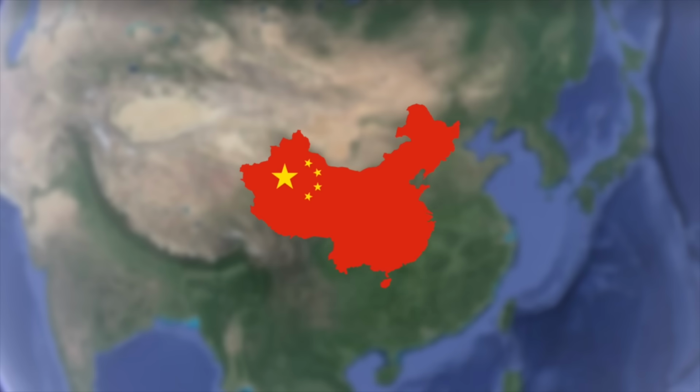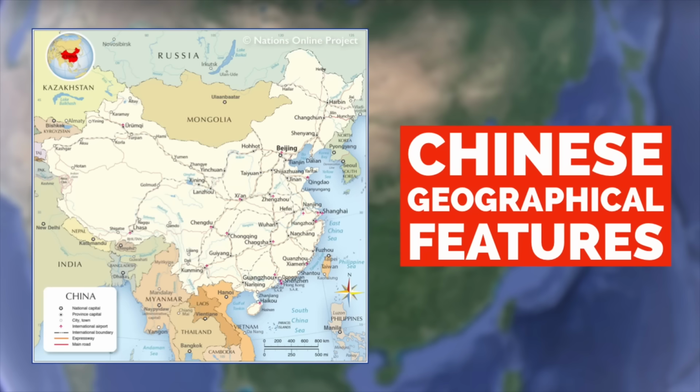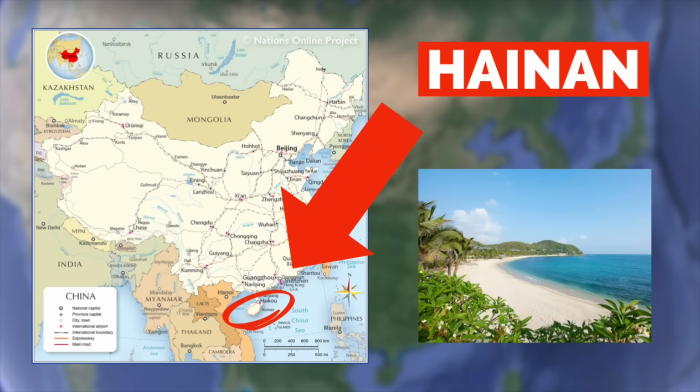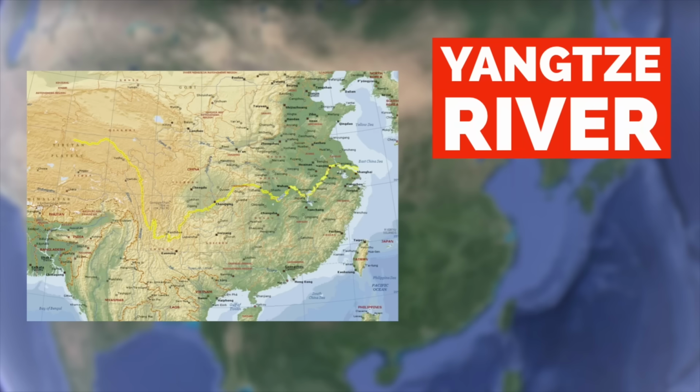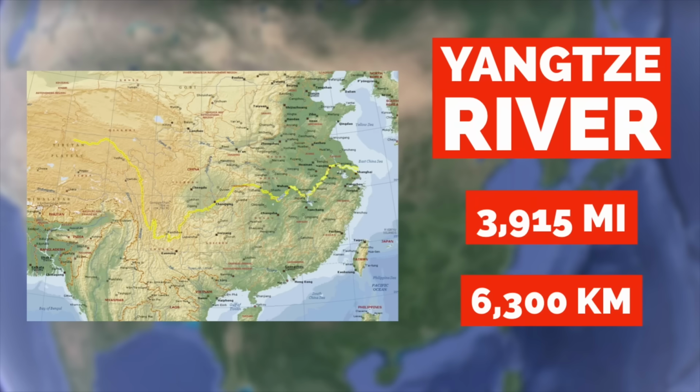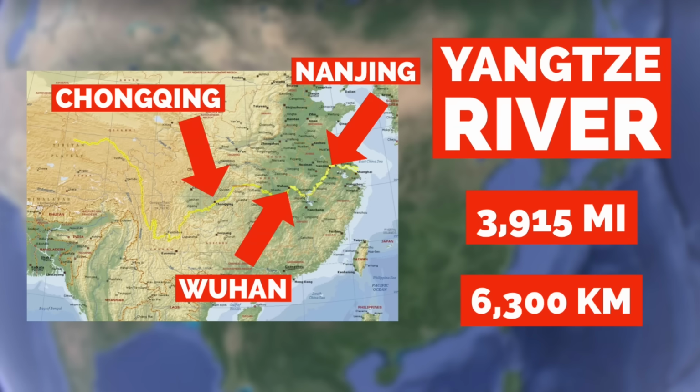China is a very large and consequently geographically diverse nation with dry deserts, a tropical island, some snowy mountains, and a cool forest whose name I will not even try to pronounce. The largest river in China, the Yangtze, runs 3,915 miles or 6,300 kilometers and flows through some of China's largest cities, including Chongqing, Wuhan, Nanjing, and to the north of Shanghai.